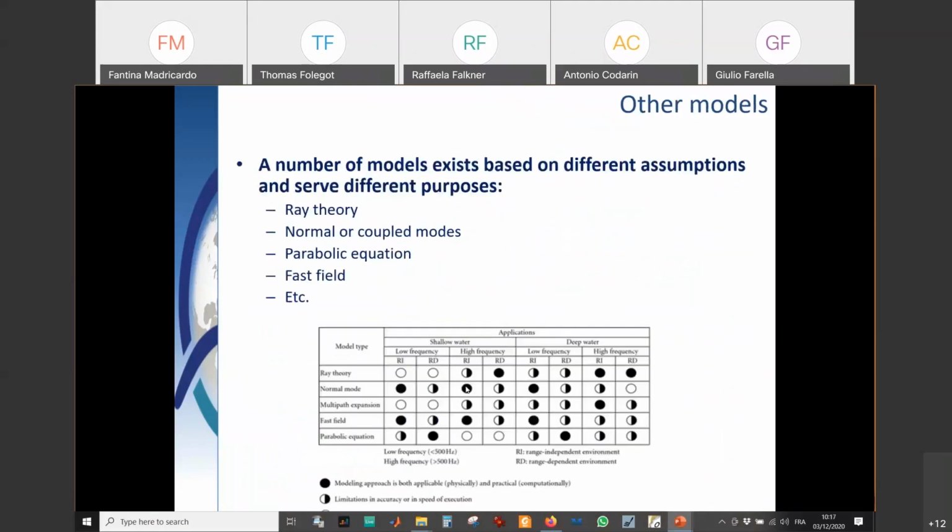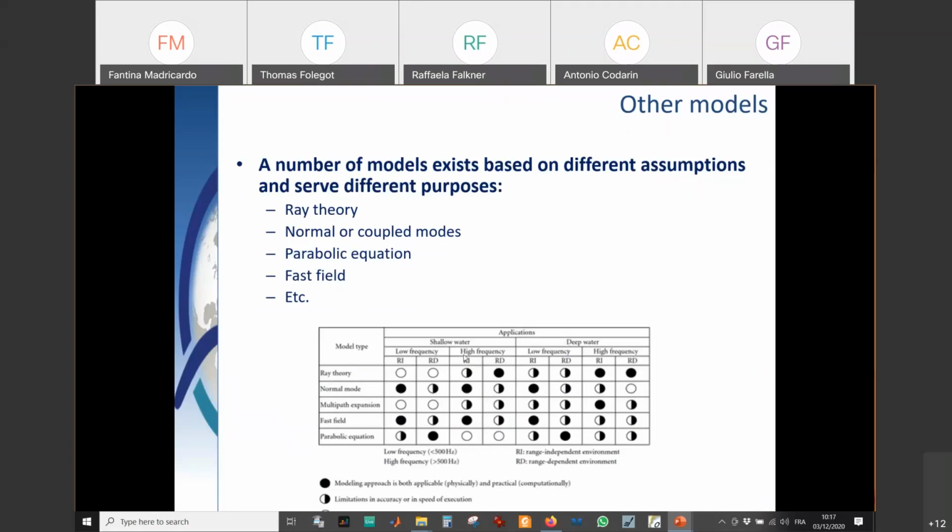There are some other ways of doing modeling. Other models exist based on different assumptions. So the ray theory I talked about, you have normal and coupled modes, parametric equation, fast field, and actually there is quite a diversity of ways of solving the equation. But each of them, because of the assumptions you need to take in order to simplify the equation, the models are valid for some conditions. They have some limitations.